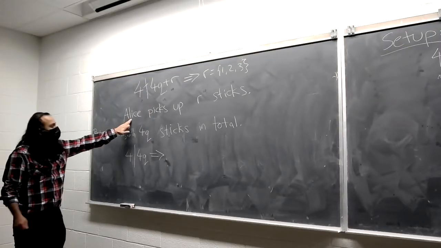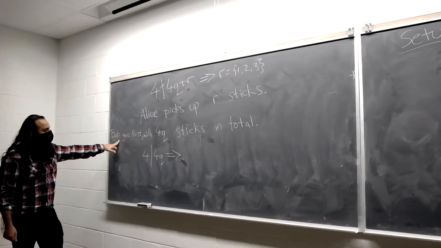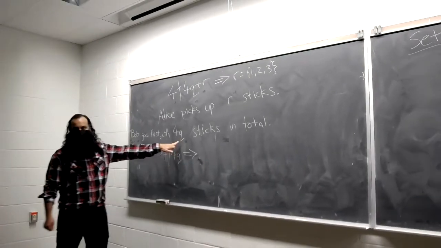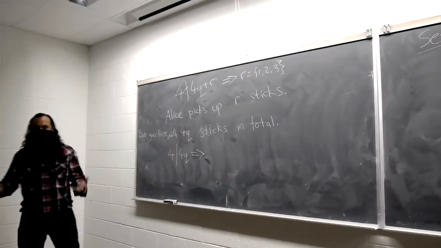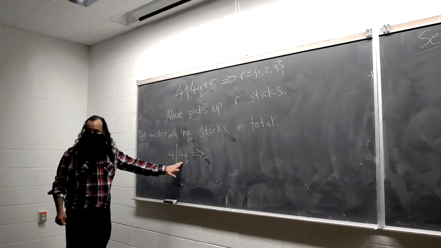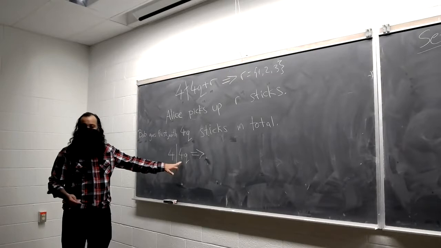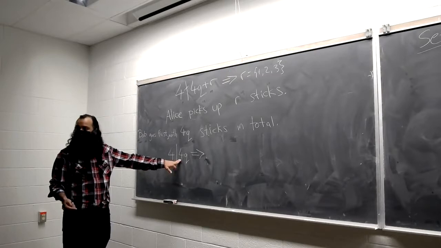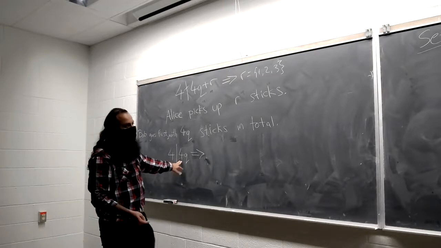So Alice picks up R sticks. Bob goes first with 4Q sticks left in total. That's as if the game starts all over again. And now the number of sticks remaining is 4Q, which is divisible by 4. So the game starts all over again.